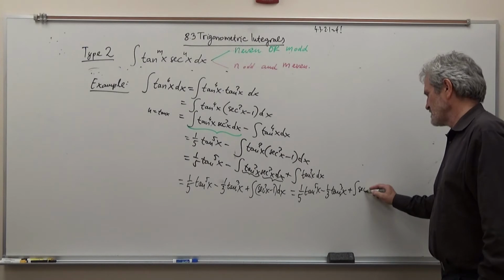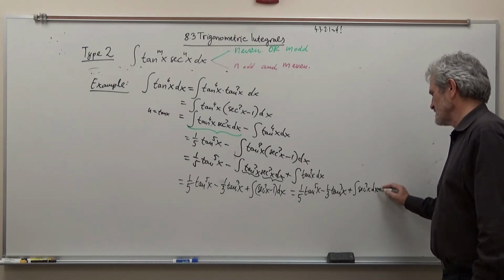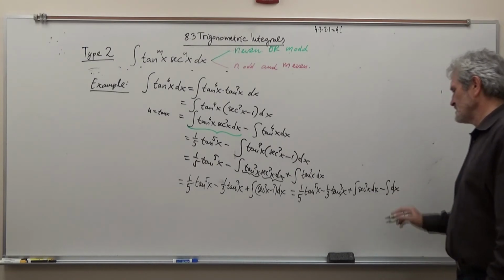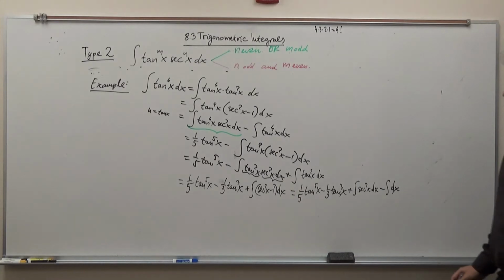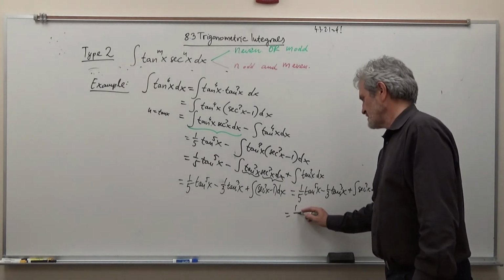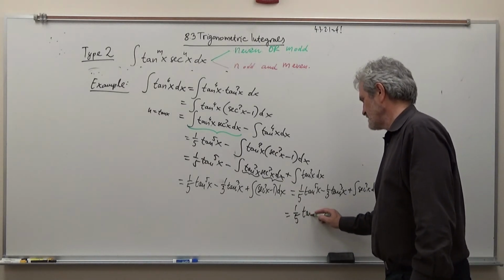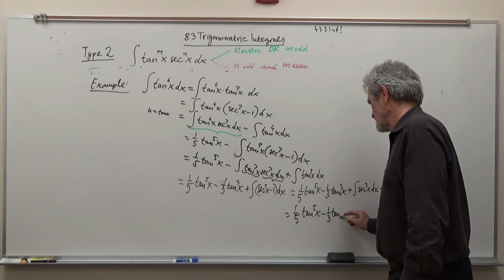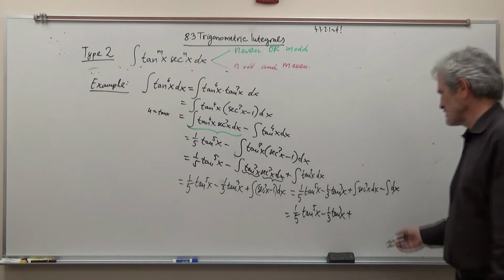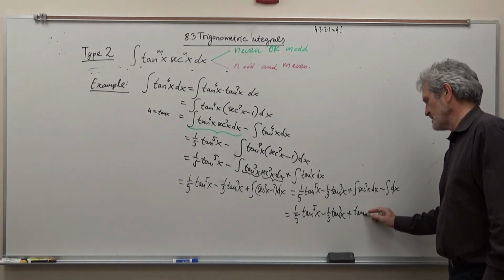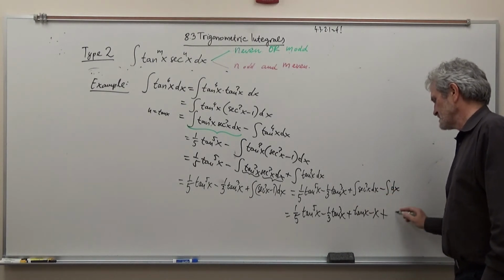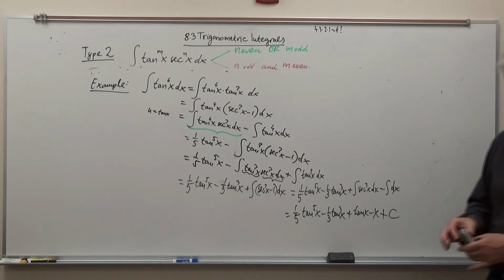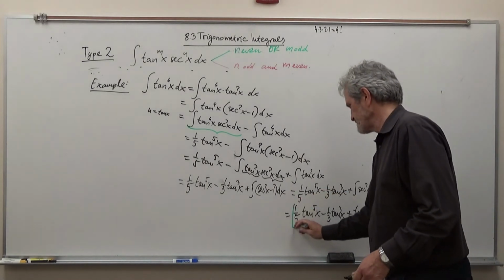All right, I'm a little more patient here. The integral of secant squared x dx, and minus the integral of dx. And finally, here is the final result: 1/5 tan to the 5th x minus 1/3 tan cubed x plus the integral of secant squared, which is tan x, minus x plus c. So here's our result.